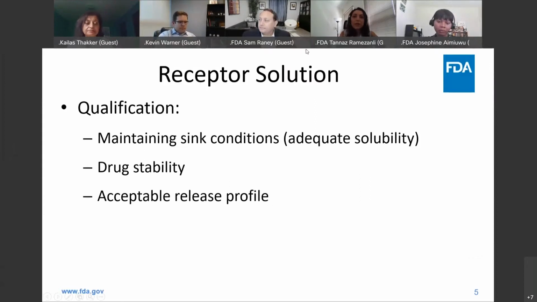I think the next topic that we want to discuss is related to the nature of the receptor solution. As we heard from our other speakers, most of the receptor solutions that are used are hydroalcoholic mixtures. We got a lot of questions from the audience about whether they can use strong organic solvents such as THF or DMSO, or whether they can use aqueous solutions only. Would you please comment on that?